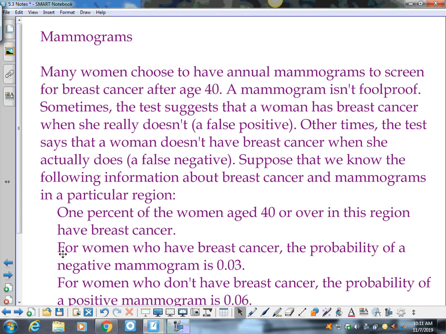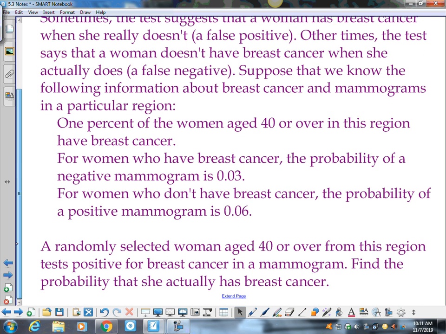Okay, this example is about mammograms. It says many women choose to have an annual mammogram to screen for breast cancer after age 40. A mammogram isn't foolproof. Sometimes the test suggests that a woman has breast cancer when she really doesn't. That's called a false positive. Other times the test says that a woman doesn't have breast cancer when she actually does, and that's a false negative. Suppose we know the following information about breast cancer and mammograms in a particular region.